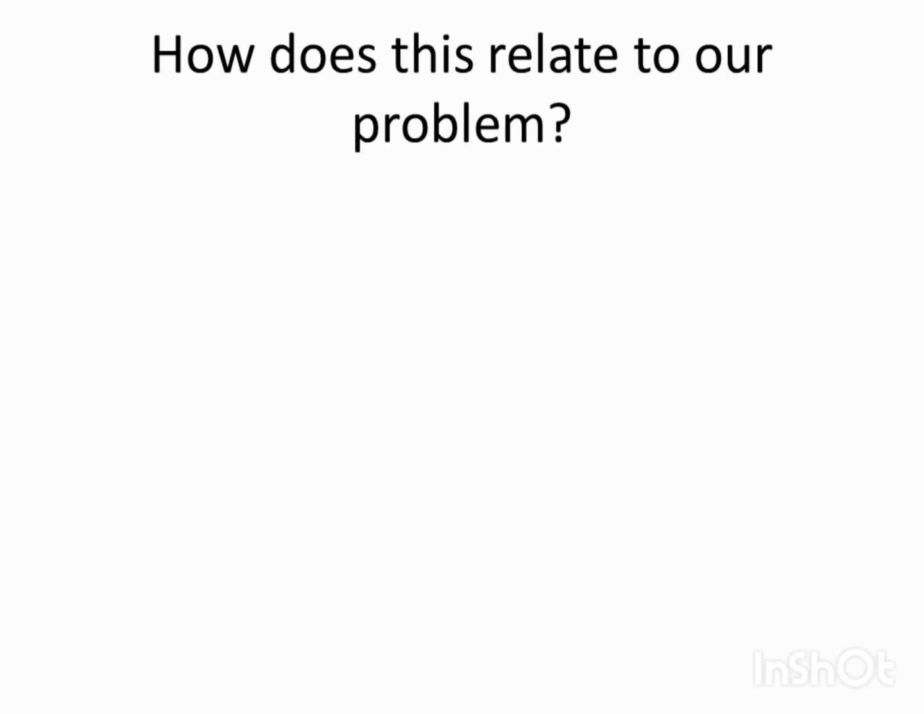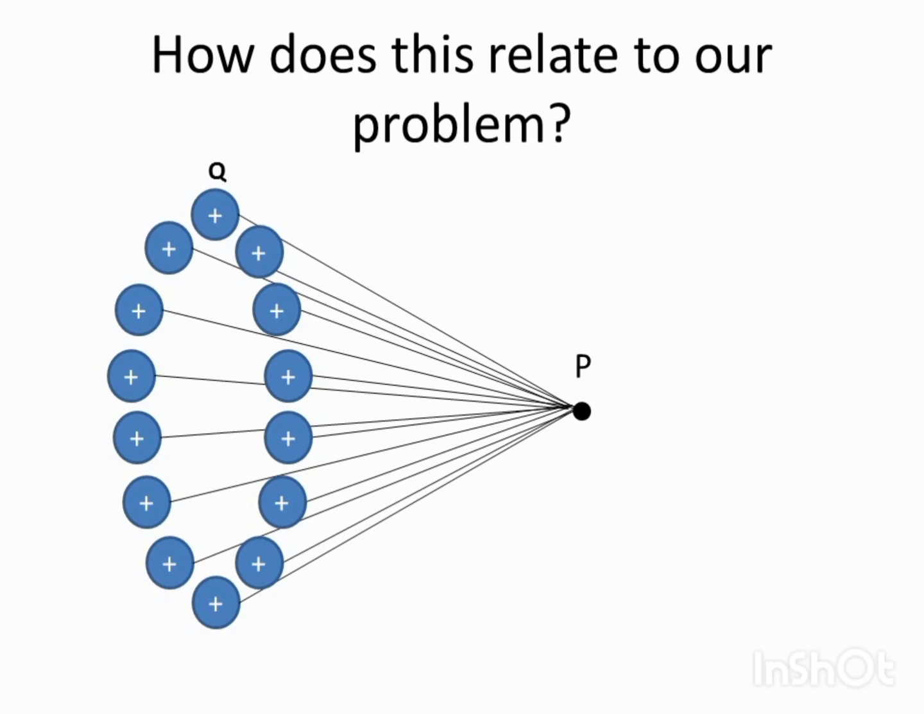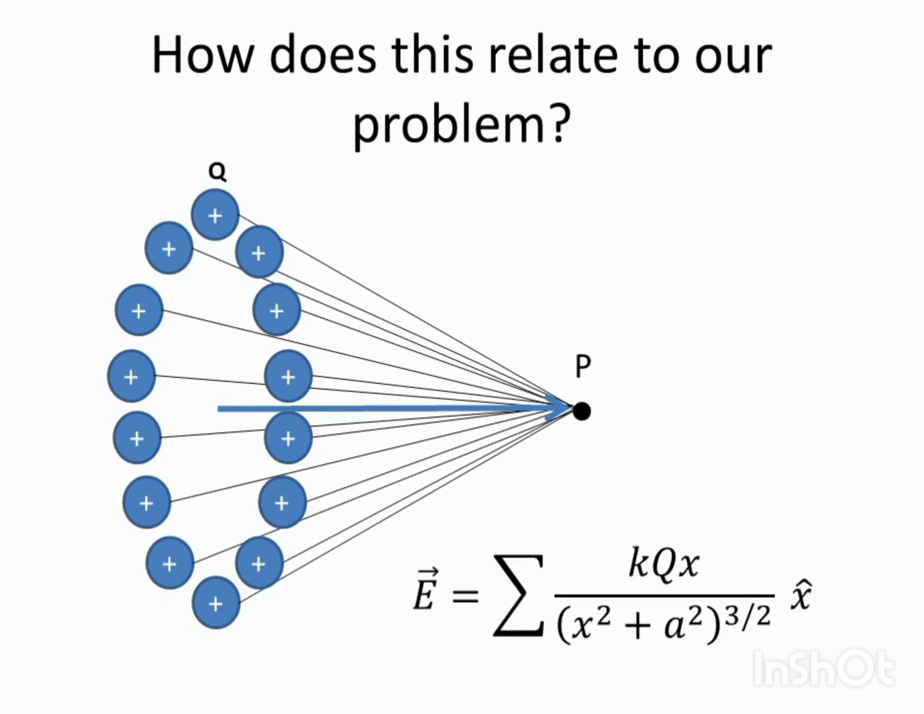But how does this problem relate to our initial problem? Well, instead of just 2 point charges, what if we had many point charges evenly distributed around a ring? As we saw from the previous example, the y and z components of the electric field would be equal to 0 because the symmetry of the system would cause them all to cancel each other out. We are left with an x component of the electric field equal to the sum of all individual x components of the electric field generated by the individual point charges.